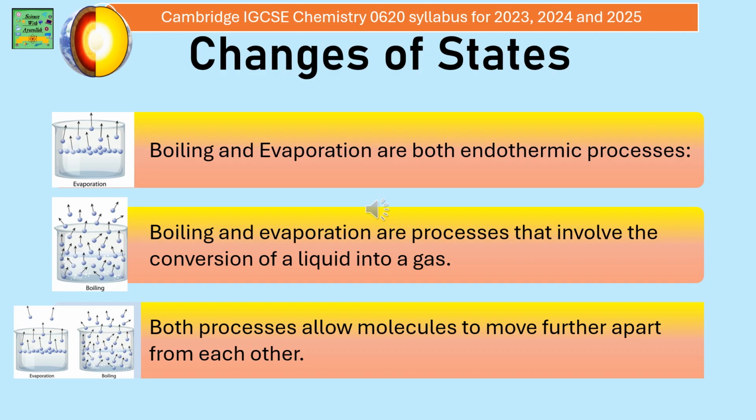Changes of state. Boiling and evaporation are both endothermic processes. Boiling and evaporation are processes that involve the conversion of liquid into gas. Both these processes allow molecules to move further apart from each other.